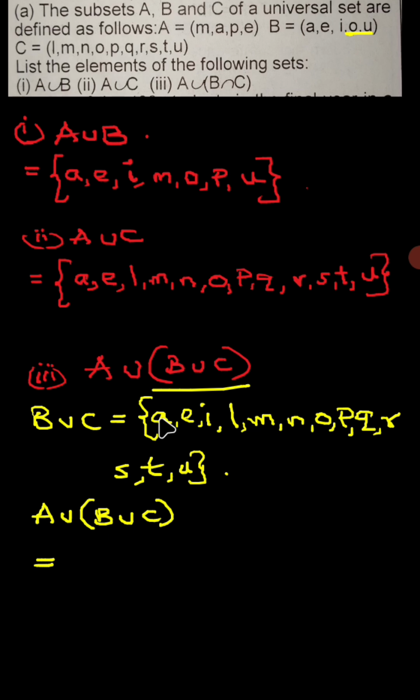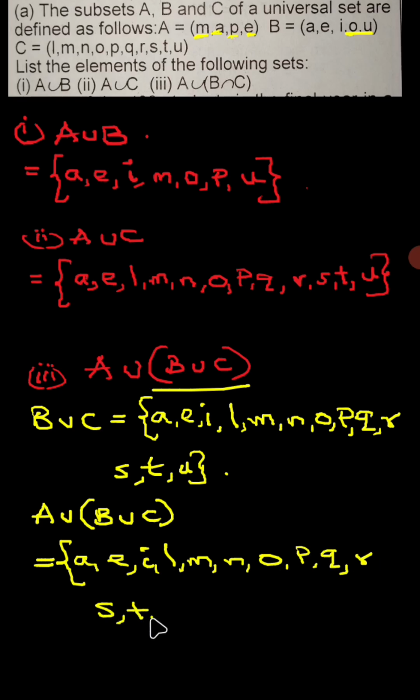And if we observe element A very well, we observe that M is already in this B union C. A is already in this B union C. P is already in this B union C. And E is already in this B union C, which pretty much means that B union C is the same thing as A union B union C. So we are just going to list exactly the same elements again. So A, E, I, L, M, N, O, P, Q, R, S, T, and U.